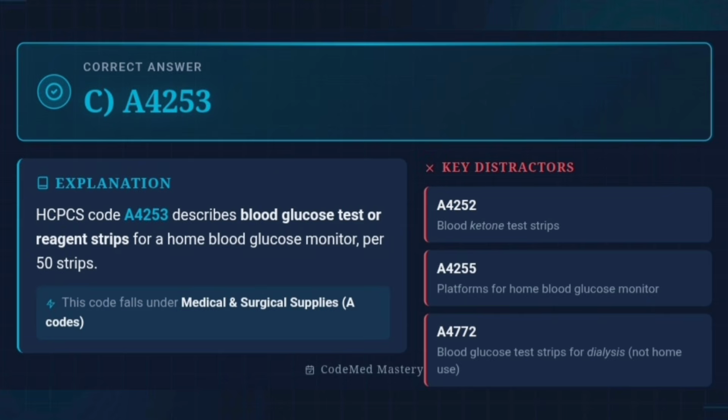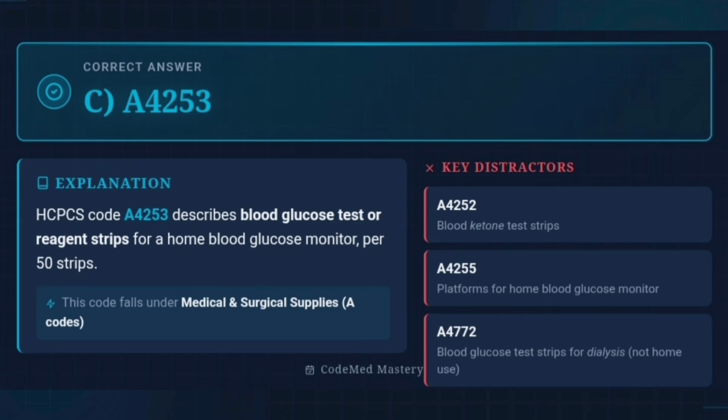Option A is wrong because it is for blood ketone test strips. Option B, A4255 is wrong because it is for platforms for home blood glucose monitor. And option D, A4772 is wrong because it is for blood glucose test strips for dialysis. It is not for home use. Okay. The right answer is option C.